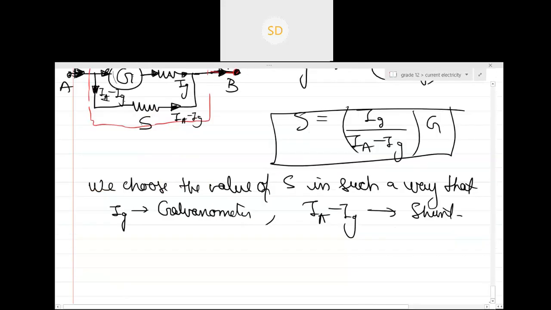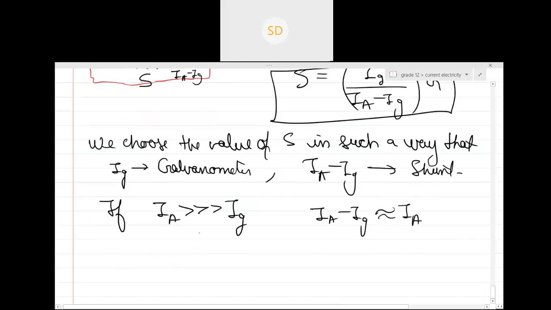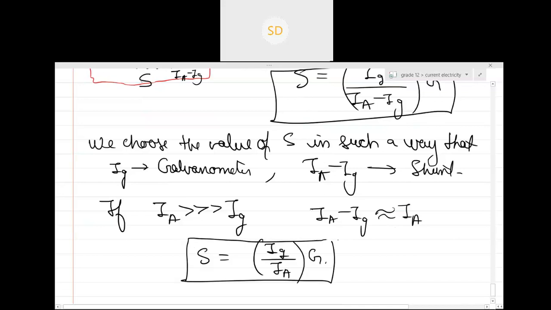Yes, sir. Acha. If Ia is way bigger compared to Ig, then can I say this particular thing? Ia minus Ig will be approximated to Ia only. Yes or no? So from here, shunt resistance will be equal to Ig upon Ia. So if the galvanometer is, let's say, 500 ohm, and you want to create an ammeter which can measure up to a given range, use this formula to make it. We'll do some questions on this as well in the next class.